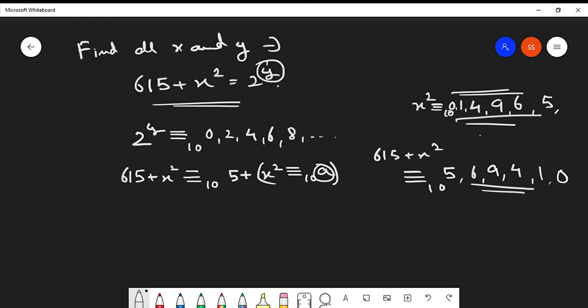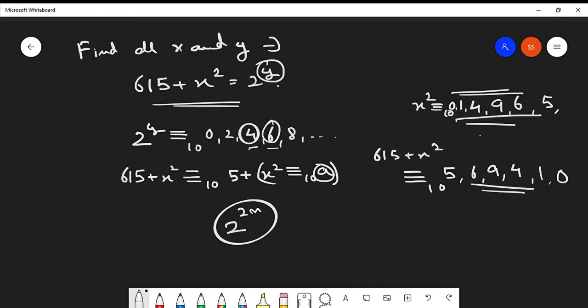But what are the remainders which 2 to the power y gives us? And what are the elements which are common? The elements which are common are 6 and 4. No other remainders are common, and we can get 6 and 4 only if 2 is raised to some even power. Am I clear? We get the remainder 4 or 6 for 2 to the power y mod 10 only if y is an even number, that is, 2 is raised to an even power.